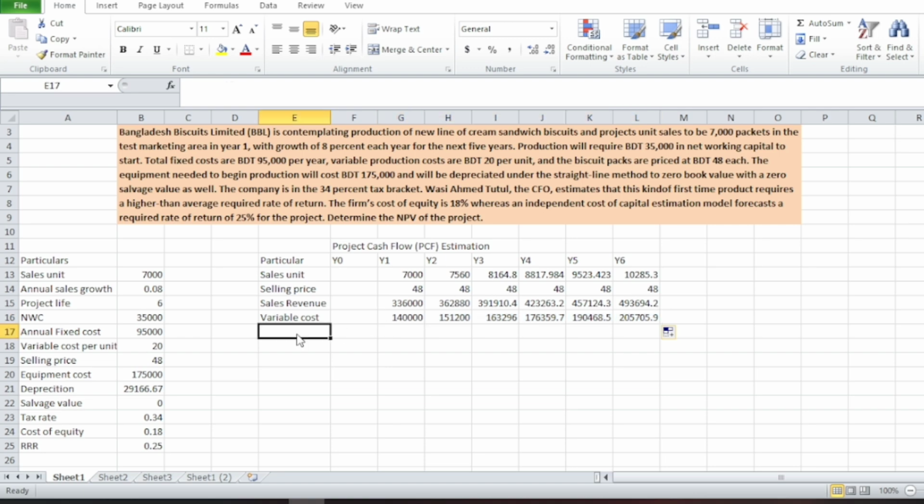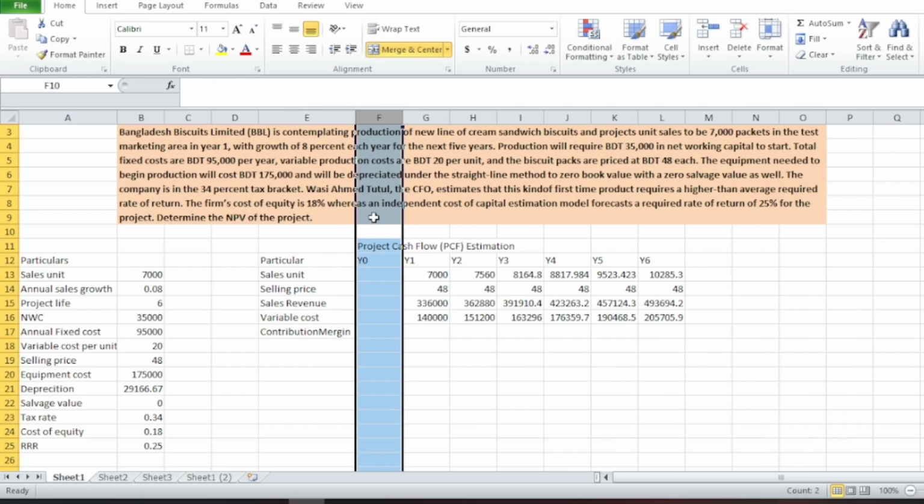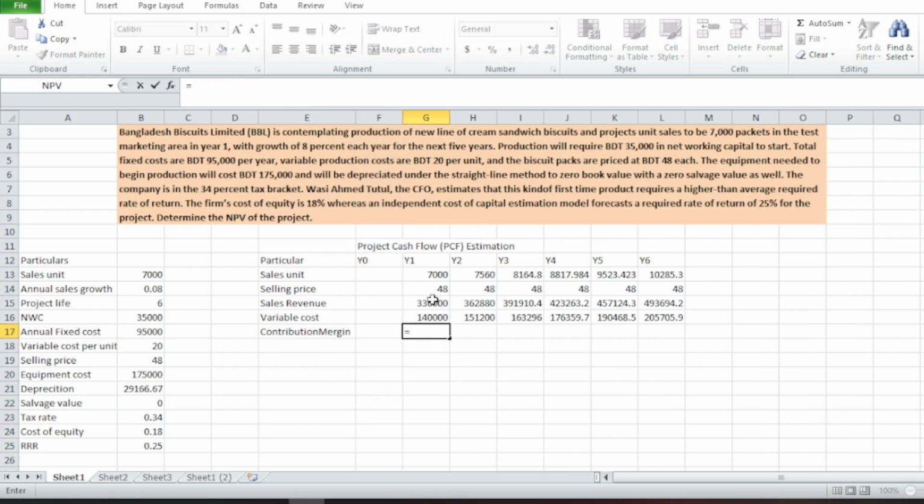Now we will deduct the variable cost, then we can find our gross profit for BBL, or we can also call it the contribution margin. Now we will deduct the variable cost from the sales revenue. This will be our gross profit or contribution margin for BBL. So for contribution margin, sales revenue minus variable cost. So this is our contribution margin.